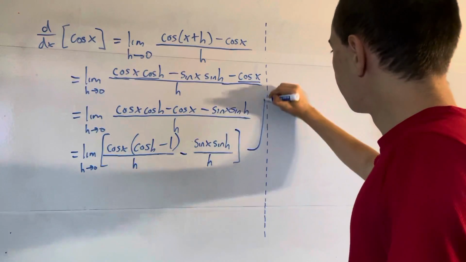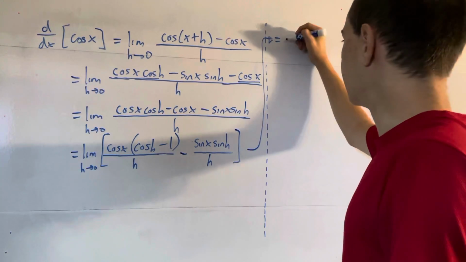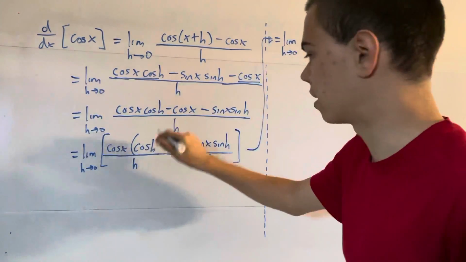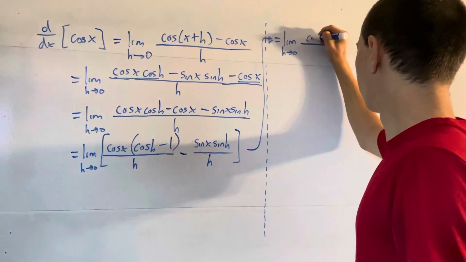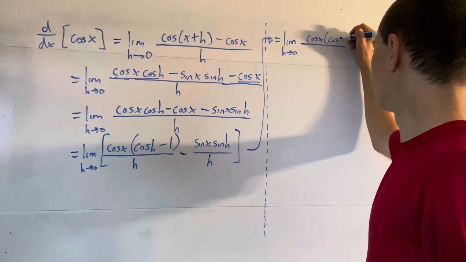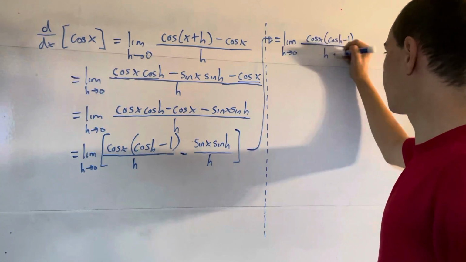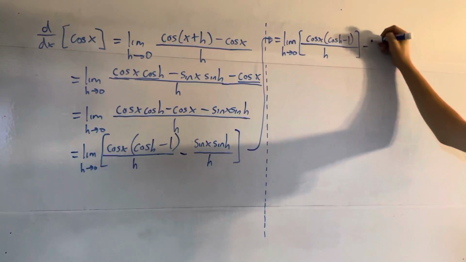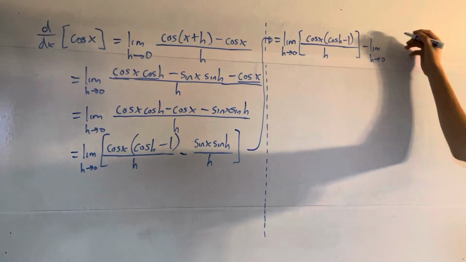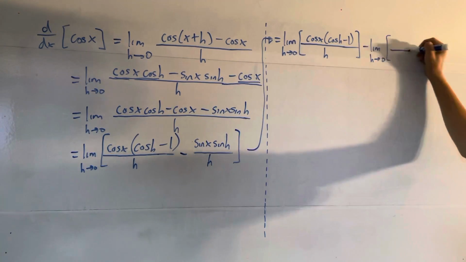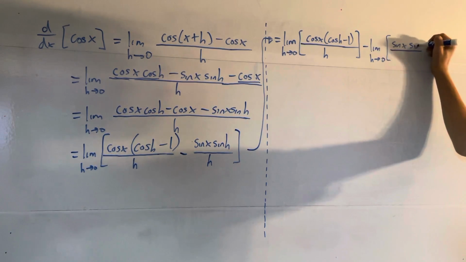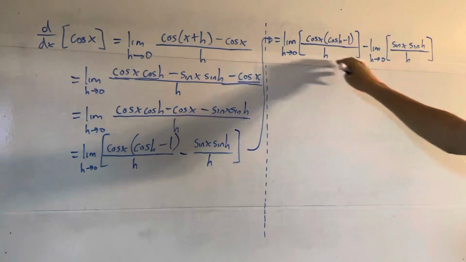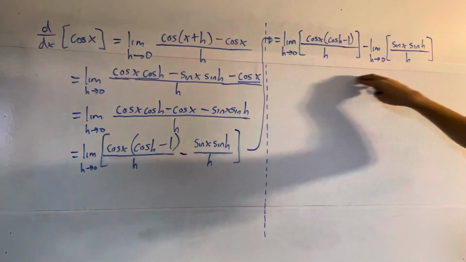So what we get is, it is equal to the limit as h approaches 0. And so for the first part, it's going to be cosine of x times the cosine of h minus 1 all over h. So the limit of that minus the limit of this. Right, so limit of sine of x, sine of h all over h. So this would pretty much be what we're doing. It's the limit of this minus the limit of this. So this is what we're at now.